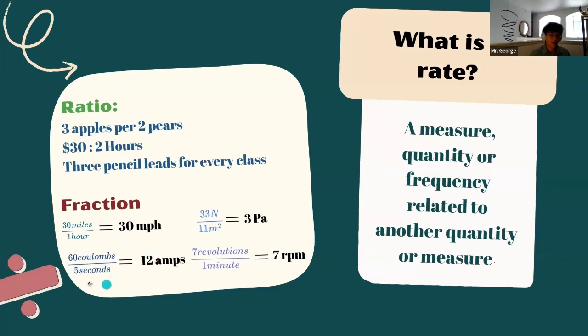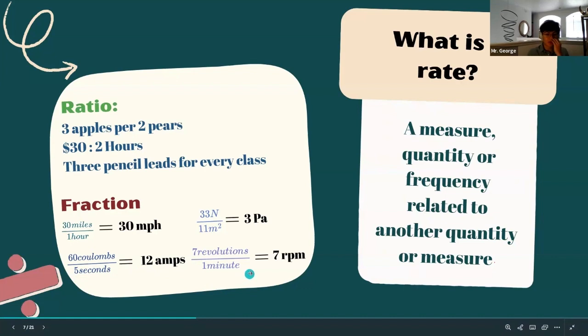60 coulombs per every 5 seconds is going to be equal to 12 amperes. 7 revolutions per 1 minute is going to be 7 RPM. So all these values down here are basically just the representation of the ratio: pascals, amps, RPM. All of these are complex units. They're complex because they relate 2 units to each other.